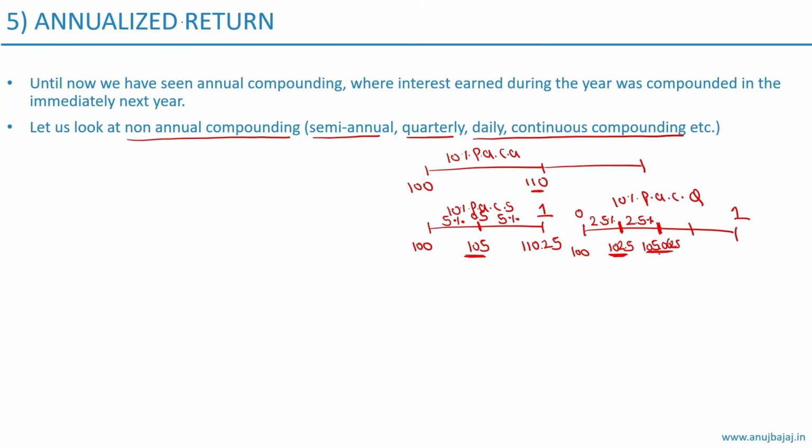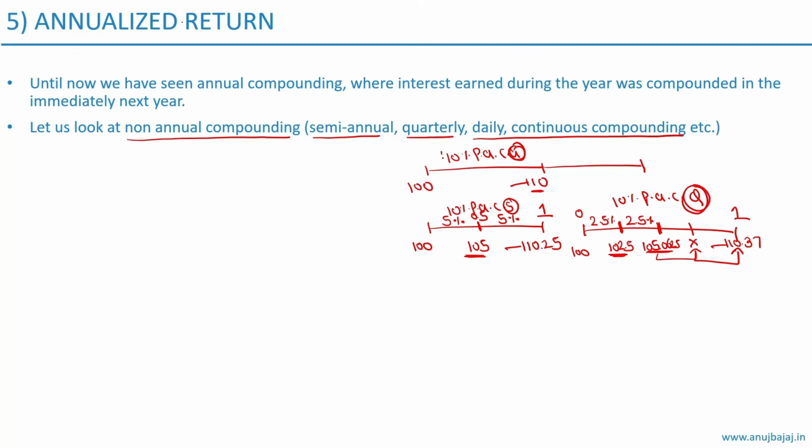Similarly, this entire value gets compounded for the next quarter, and the value we get here will get compounded for the next quarter. So the value at the end will be 110.37. So as you can see, as the compounding frequency increases from annual to semi-annual to quarterly compounding, the value received at the end of the year also increases. This is pretty intuitive, as our interest, which was getting compounded just annually, is now compounded every quarter.